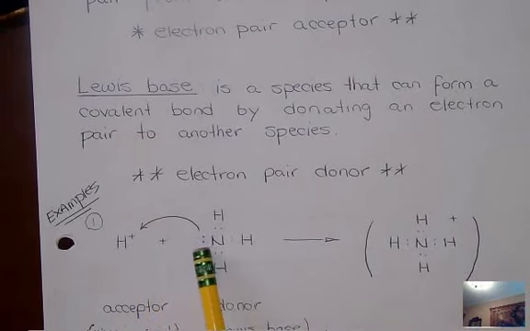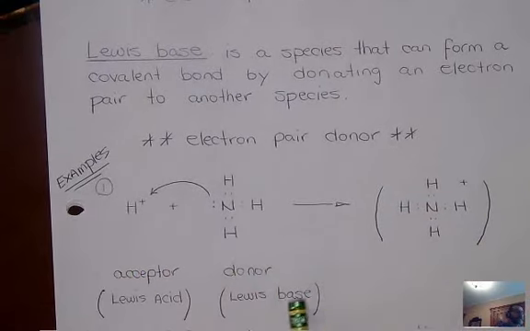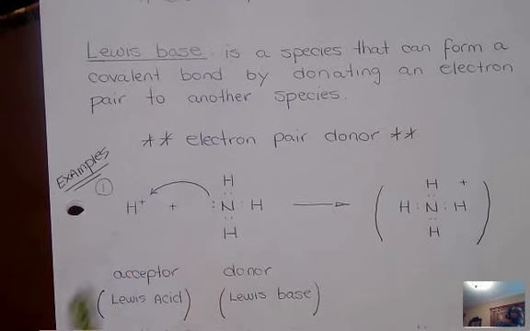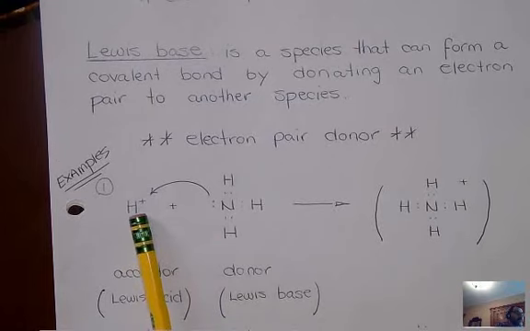So this electron pair is going to be the Lewis base, right? It's the electron pair donor. It's donating into something that needs them. And what's the Lewis acid in this case? The hydrogen ion. Okay. All right.